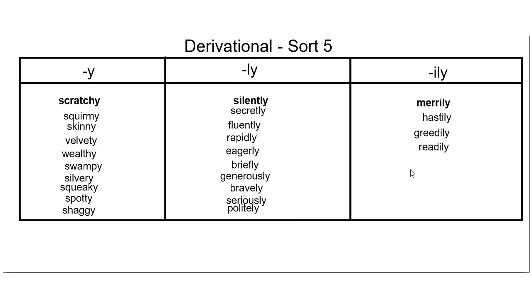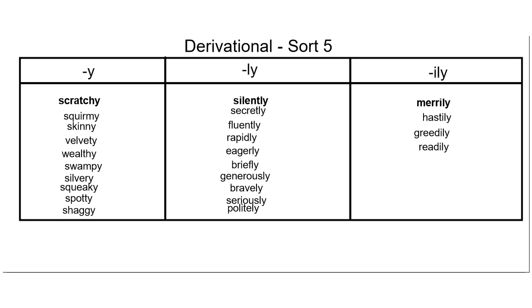When we look at the ily words, we notice that the base word is a word that ends in Y. For example, merry, hasty, greedy, ready. When we change it to ily, we are actually changing the Y to an I and adding ly to make this an adverb.